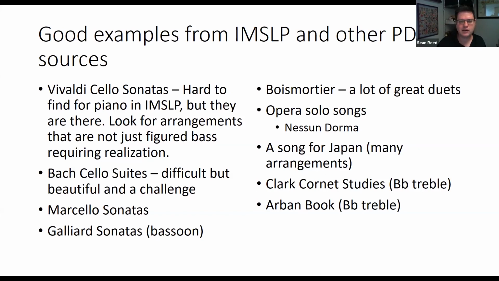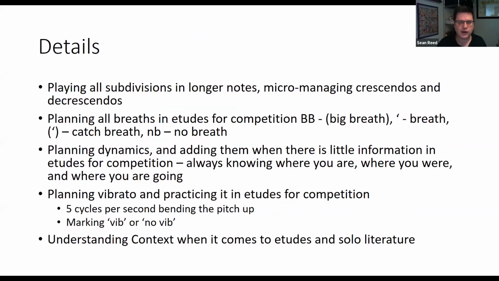So this kind of thing, if you can find the good stuff inside of all of the free stuff, you know, some of it's not very good, then it's cool. Like I mentioned, the Clarke's Cornet Studies, B-flat treble clef, and the Arban book, or at least one version of the many versions of the Arban book, are for free on IMSLP. So if somebody can read B-flat treble clef or they can transpose, you can find it. But I recommend that you buy the Arban book and own it, have it in your band room.